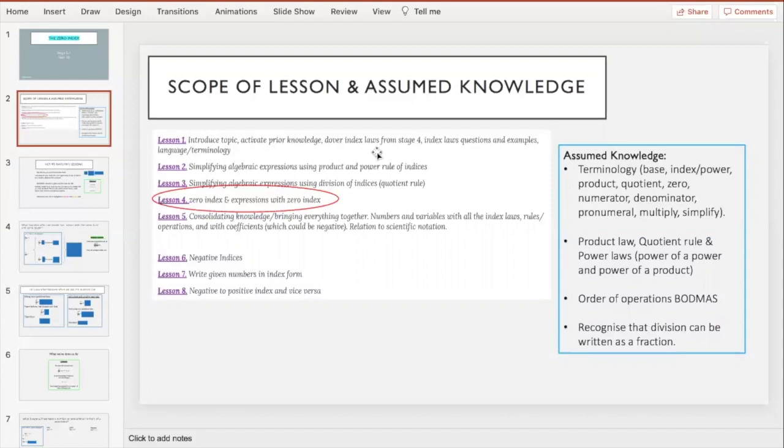It's zero index and expressions with the zero index. In the past 3 lessons, you've learned about your index laws from stage 4. You've simplified the algebraic expressions with the product and the power rules, and then you've also looked at the quotient rule as well. So the assumed knowledge for this lesson is you know your terminology: base, index, power, product, quotient, zero, numerator, denominator, pronumeral, multiply, simplify, etc. You all know your product law, your quotient rule, and your power laws, which are the power of a power and the power of a product. You know your order of operations, which is BODMAS, and you recognize that division can be written as a fraction.